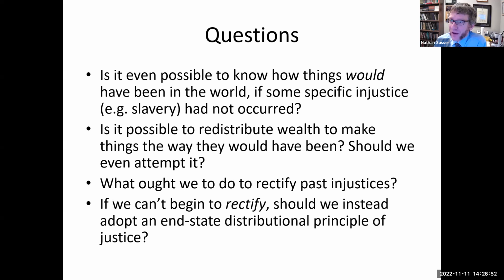What should we do to rectify past injustices? And if we can't even begin to rectify past injustices or even figure out what injustices have occurred, should we just give up on an entitlement theory of holdings, which looks back to the past to determine justice? Should we instead adopt some end state distributional principle, which tells us how things should be in the future or in the present? Think about it.